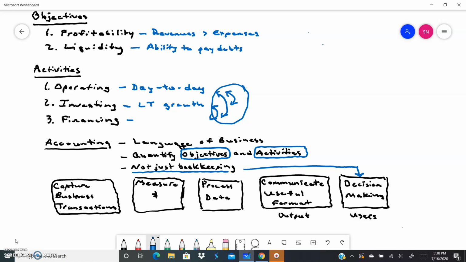It's impossible to run a business without accounting information, and it's really the foundation for which all business decisions are made. So it's absolutely critical. So what's the process? The process really is, in accounting, we're going to capture business transactions. So that's the number 1 starting point. So anytime we do anything that affects the financial position of the company.